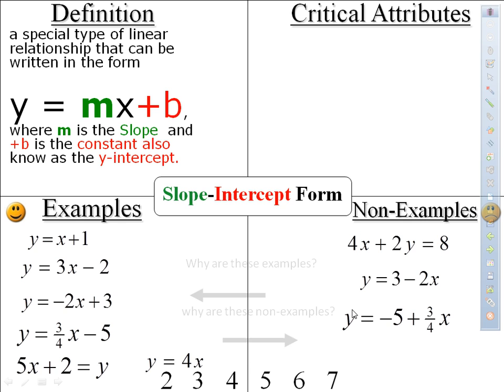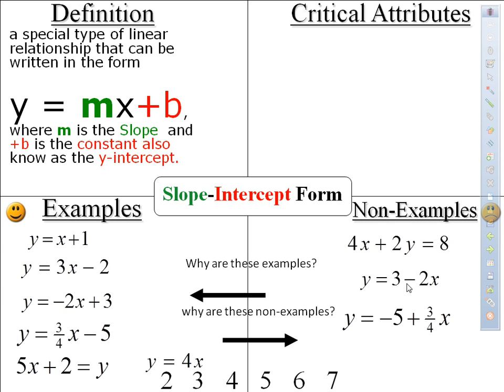Think about it. Why do you think, being that these are the examples and this is the slope-intercept form, are these non-examples? Okay, tell your neighbor, why are those non-examples? All right, I'll take a volunteer. All right, yes?